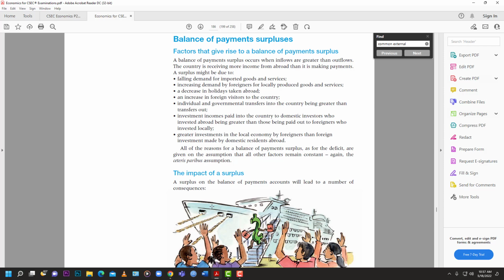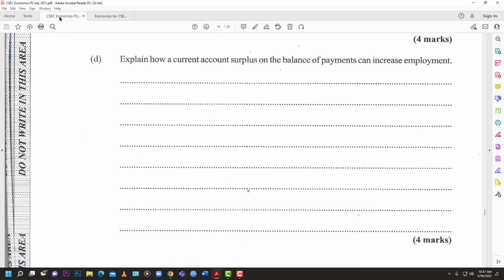Whether it is tourists coming in, or whether our goods are seen as high quality and everybody wants them over there, so we have to export more, and things like that. So that's how we can look at that question in particular when asking about how a current account surplus of balance of payments can increase employment. The whole idea here is that demand goes up for your local produce and products, your local goods and services, and to match that demand, you have to expand production. And in expanding production, you have to employ more persons. And so employment will increase because of that trickle-down effect.